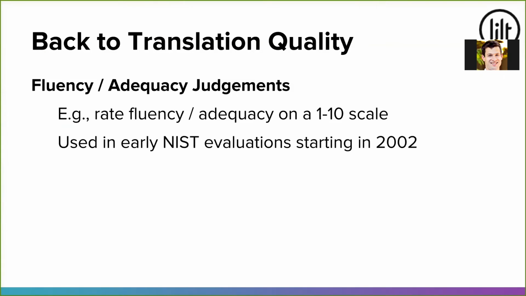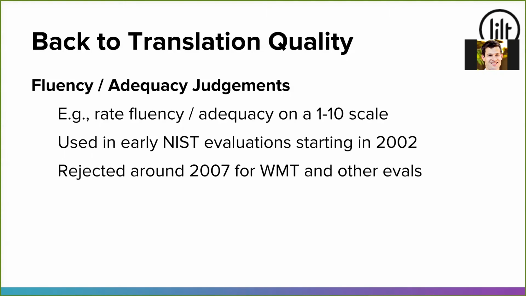And in fact, this methodology was used in a bunch of machine translation evaluations organized by the US government in the mid-2000s. Fluency and adequacy was the judgment regime that they used in the early evaluations. And by 2007, it was found that there was very low rater agreement. If you just ask humans to rate translations based on fluency and adequacy, there was very low agreement across human raters. And so this was rejected around 2007 for subsequent machine translation quality evaluations.